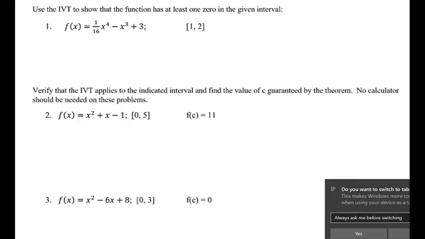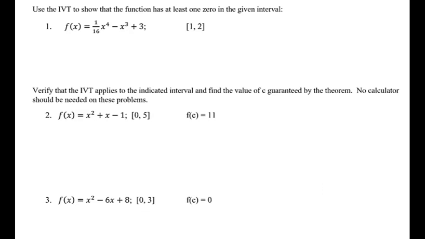Okay. All right, so let's use IVT to show that the function has at least one zero in this interval. This is a polynomial, so I know it will be continuous. I'm looking at the interval between 1 and 2. I don't know what this graph looks like, and I don't want to spend the time to figure out what it looks like. But what I could easily do is figure out what f of 1 is.